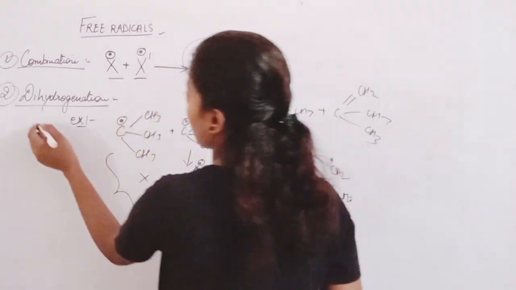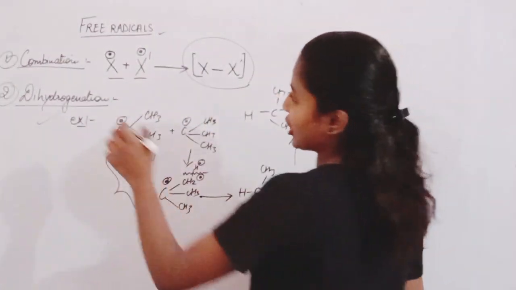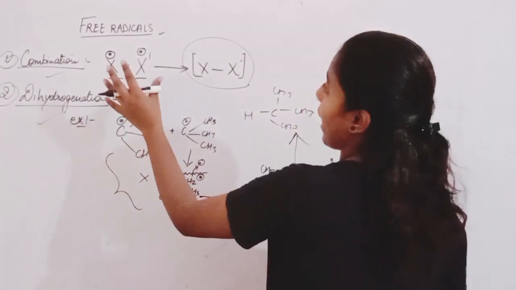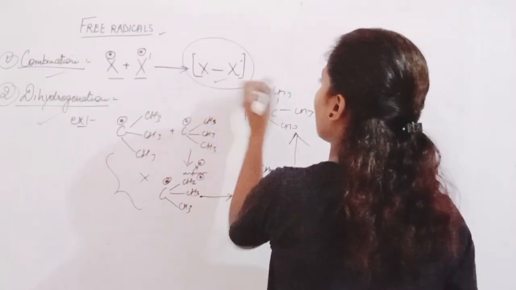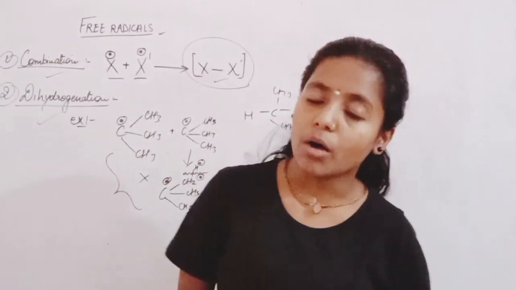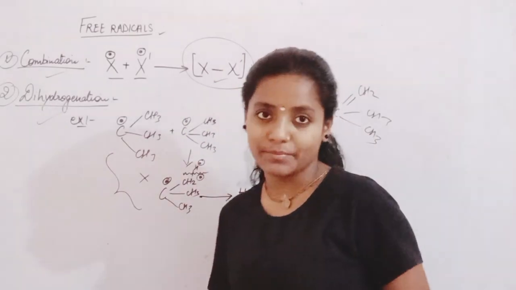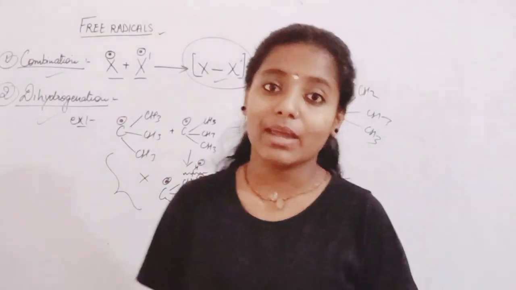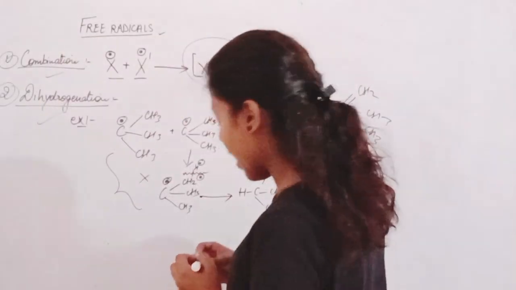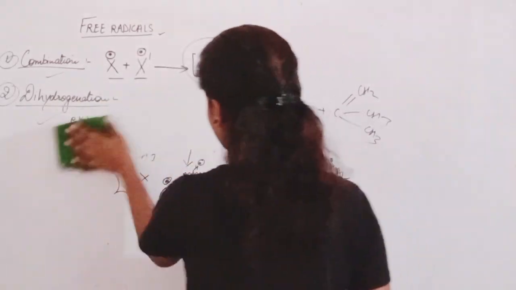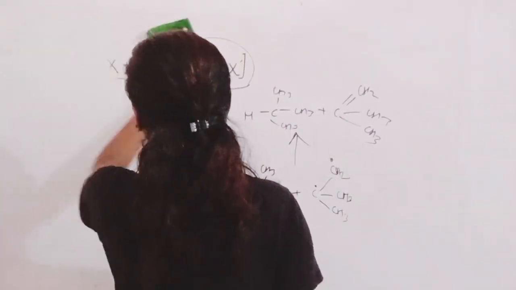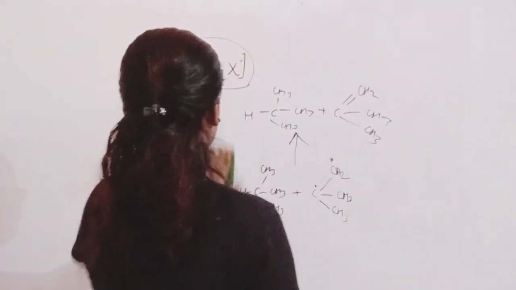So this process is called dehydrogenation, and this process, the combining of free radicals together forming a bond, is known as combination of free radicals. I hope this is clear to every one of you. Now let's move ahead to the topic of Wurtz reaction. You may pause this again and take a screenshot or write it in a notebook.